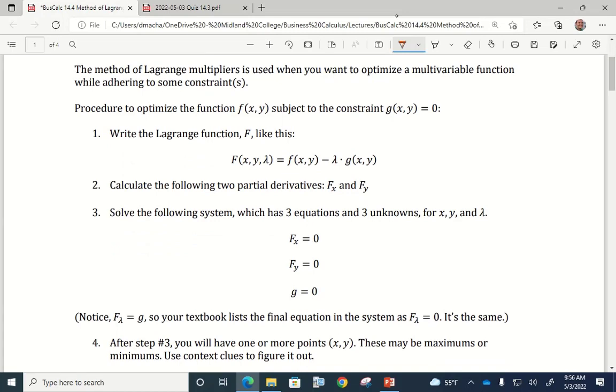The method of Lagrange multipliers is used when you want to optimize, which means find a maximum or minimum of a function. If you want to optimize a multivariable function, and this is the kicker, while adhering to some constraints. In section 14.3, we learned how to find maximums and minimums, so we knew how to optimize functions. But the method of Lagrange multipliers is going to allow us to introduce some constraint and still find an optimum.